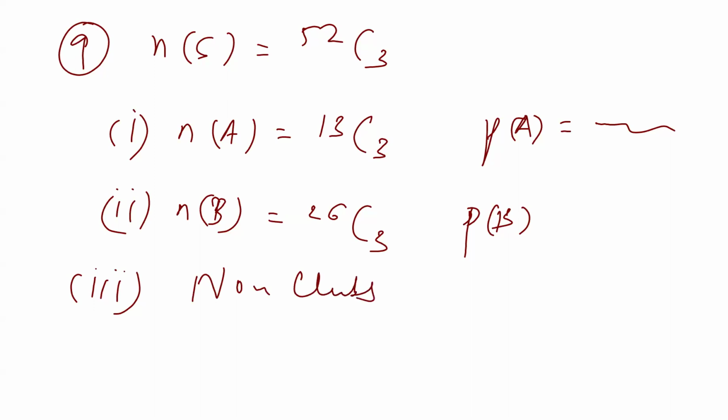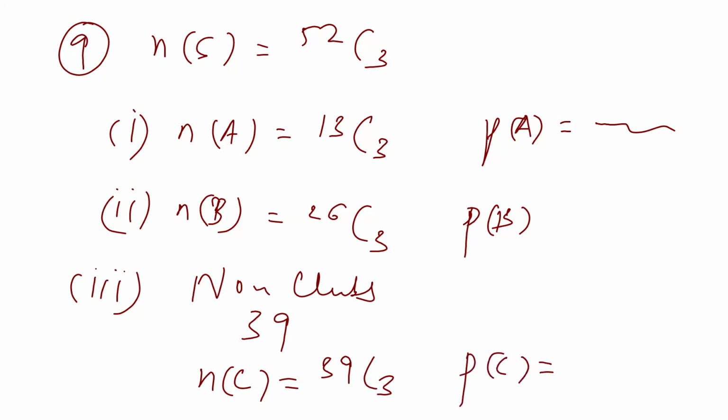So the total number of non-clubs is 39. N of C is equal to all three cards being from non-clubs, that is 39C3. So P of C will be N of C upon N of S, right?